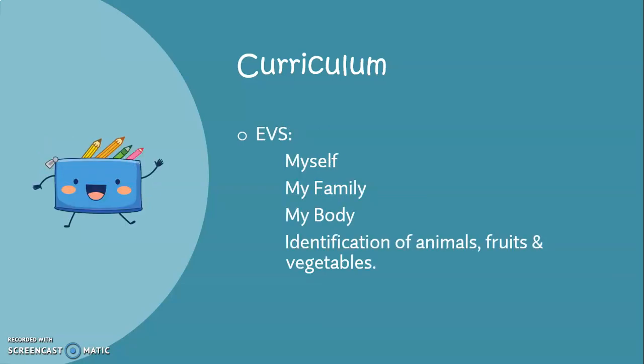Then coming to EVS, one of the most important things in a child's development years. So you have to begin with the child himself. So start with myself. Okay, then we have my family, my body, the parts of the body, identification of animals, fruits and vegetables. So this is also not learning. Make it a more playful one.